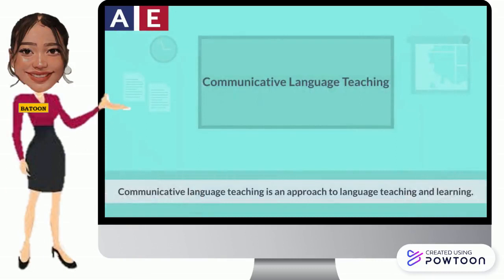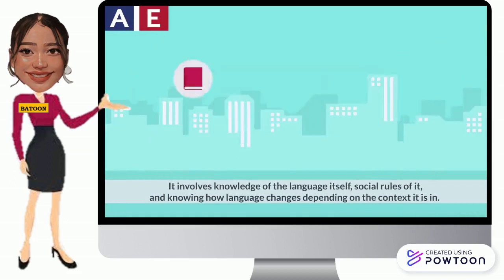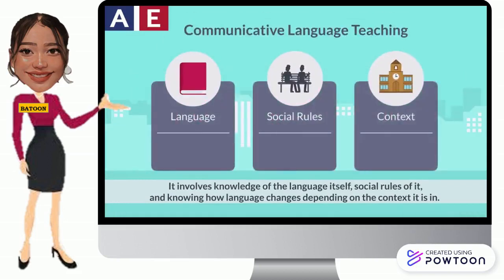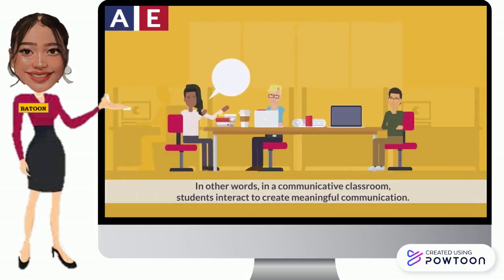Communicative language teaching is an approach to language teaching and learning. It involves knowledge of the language itself, social rules of it, and knowing how language changes depending on the context it is in. In other words, in a communicative classroom, students interact to create meaningful communication.